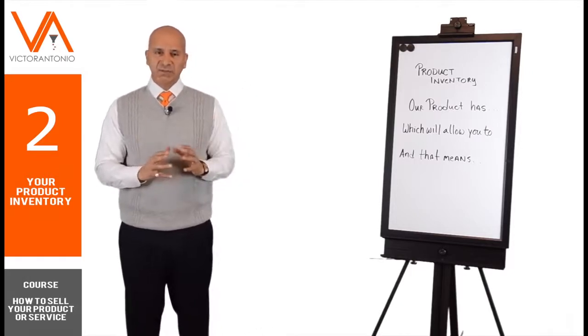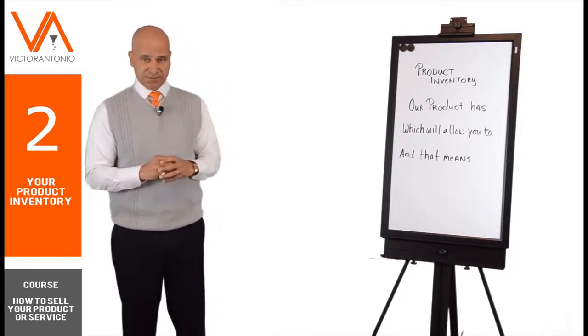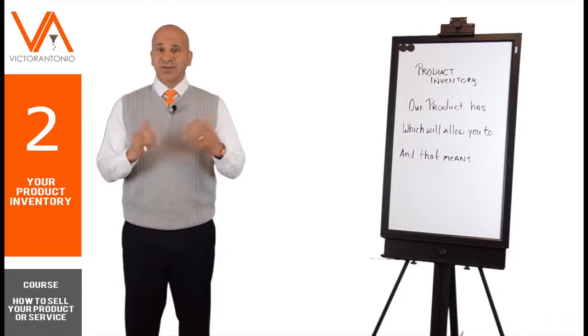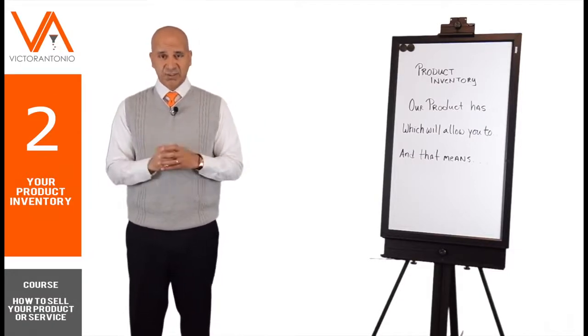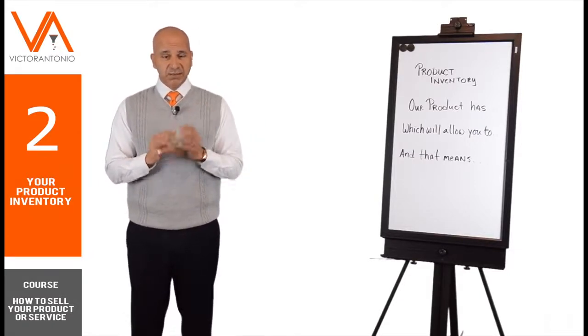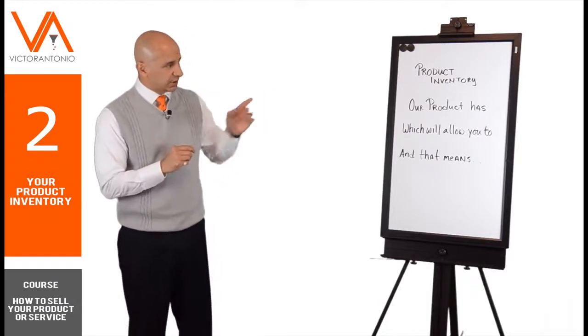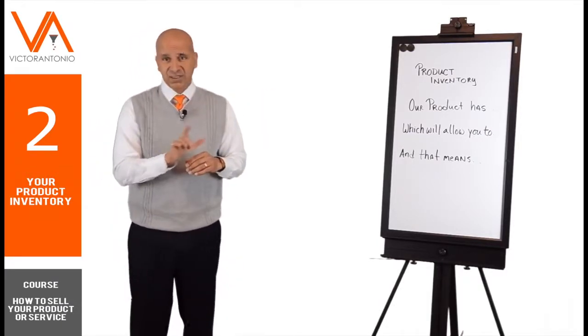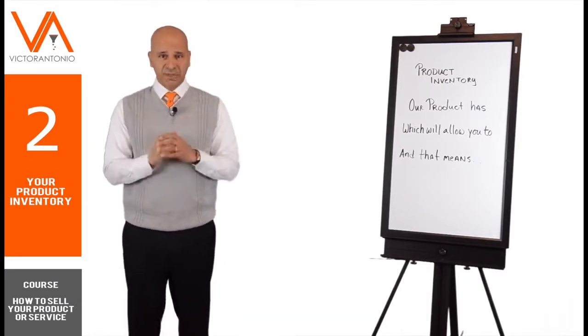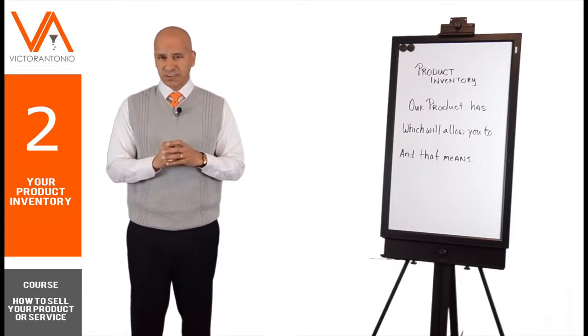Now, the product inventory is broken up into 3 steps. The first one is called the feature. A feature is some aspect of the product that you want to highlight. And typically, you use this sentence: Our product has, fill in the blank, whatever feature. Okay? List out a feature that you currently have.